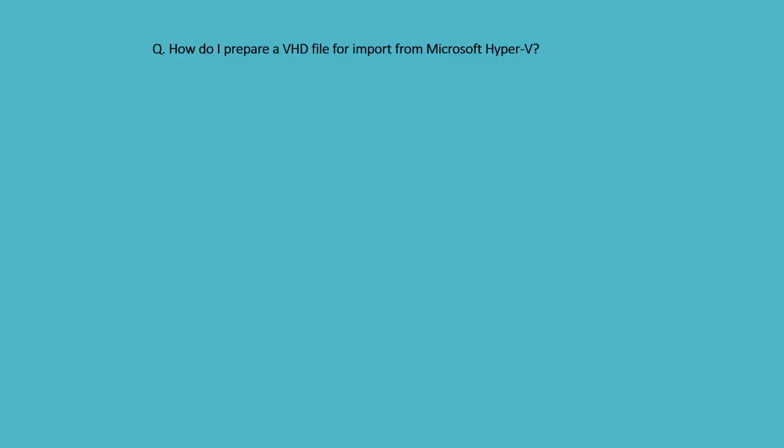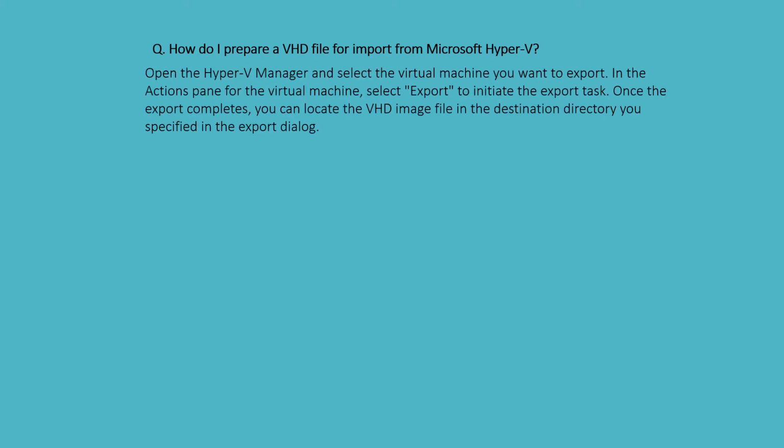How do I prepare a VHD file for importing from Microsoft Hyper-V? Open the Hyper-V Manager and select the virtual machine you want to export. In the Action panel, select Virtual Machine and Export to initiate the export task. Once the export task is completed, you can locate the VHD image in the destination directory you specified in the export dialog.